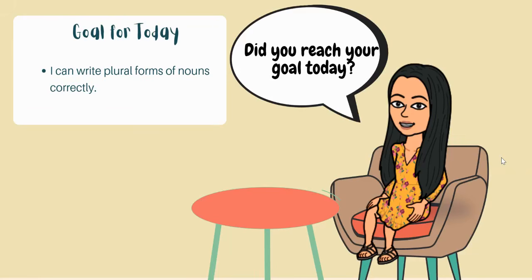Now that we learned about more plural nouns, we know that if a noun ends with a consonant and a Y, we change the Y to an I and add ES to make it plural. Let's revisit our goal. Did you reach your goal for today? Are you able to write plural forms of nouns correctly?